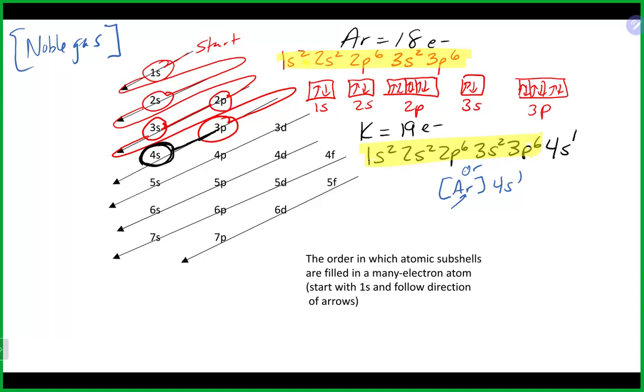So again, if I was doing calcium, for example, which is 20, I know, okay, argon is 18, and I know potassium was 4s1, and it's right next door, so it would be [Ar] 4s2.